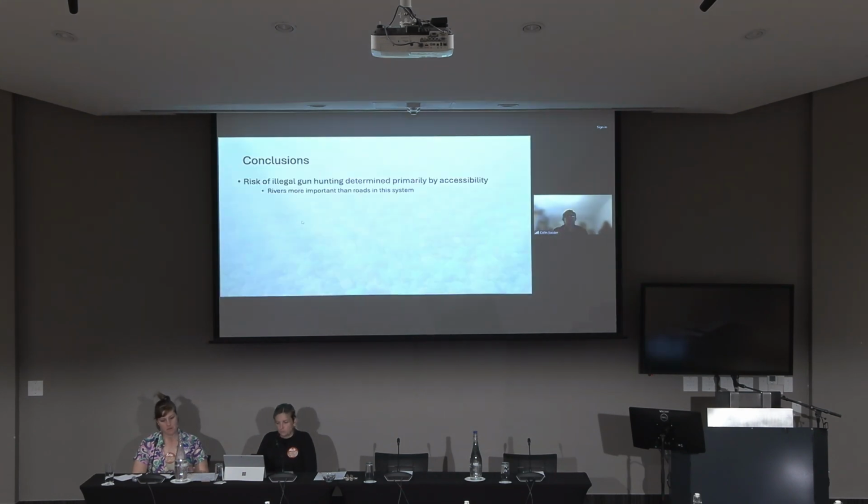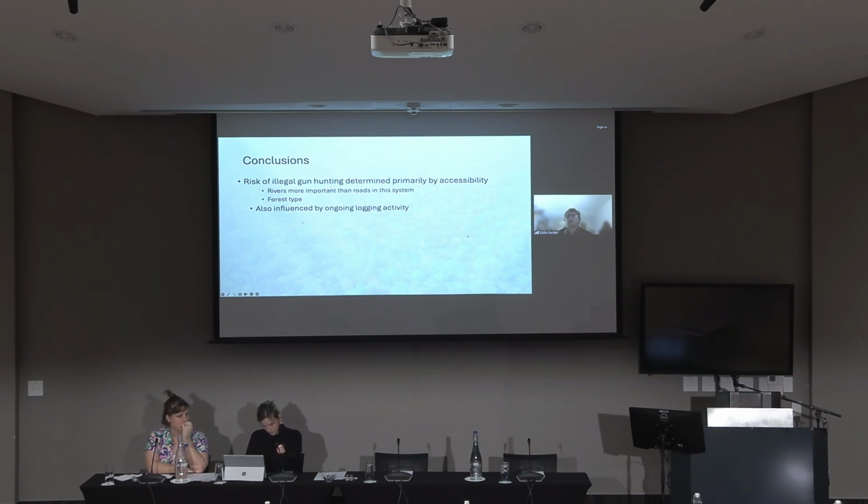So to conclude, I want to touch on a few other important takeaways. In this study, the risk of illegal gun hunting seems to be primarily determined by accessibility. And contrary to previous research, we found no evidence for any of our road-related variables, but rivers seem to be very important in this system, suggesting that rivers should be considered more carefully in future research. Forest type was also important, as well as ongoing logging activity, which actually reduced the risk, but only temporarily.